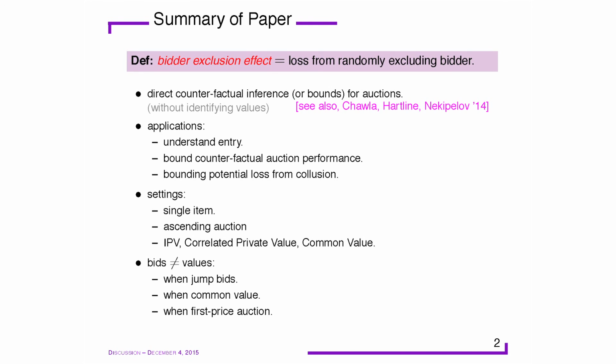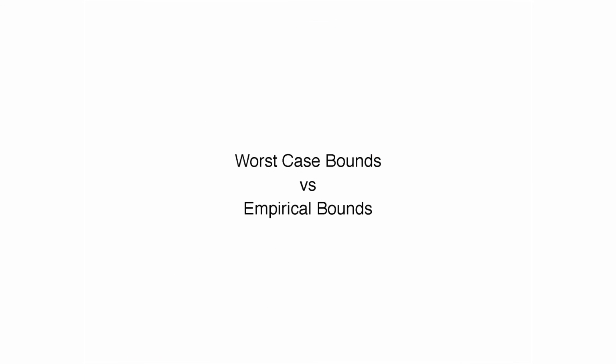So I want to focus in for the remainder of my discussion on the counterfactual, bounding the counterfactual performance. How well could you have done had you set a reserve price instead? And in particular, I want to compare the empirical bounds that this paper derives, which are for the specific setting we have in mind, with just what the worst case bound says over every single setting that you could imagine that has the same parameters.